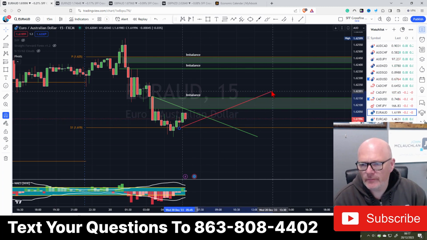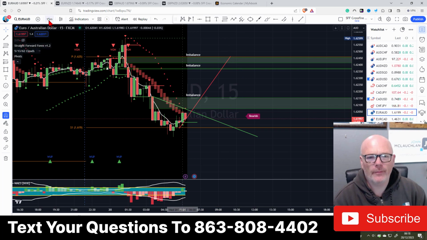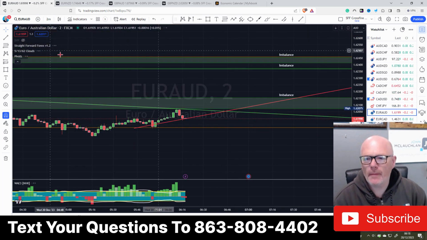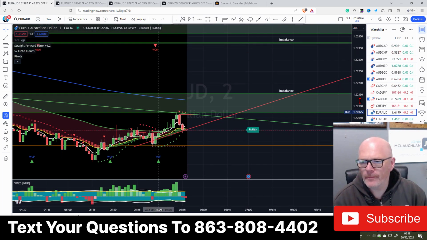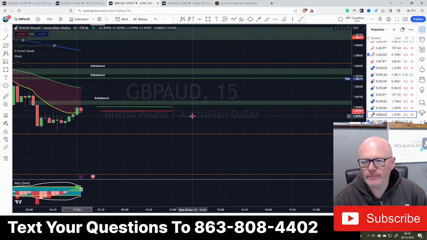I'll extend it out a little bit. There we go. And then bottom of that candle. That's that. Indicators back on, and on the 2-minute time frame. There we go. Okay, GBP odd.